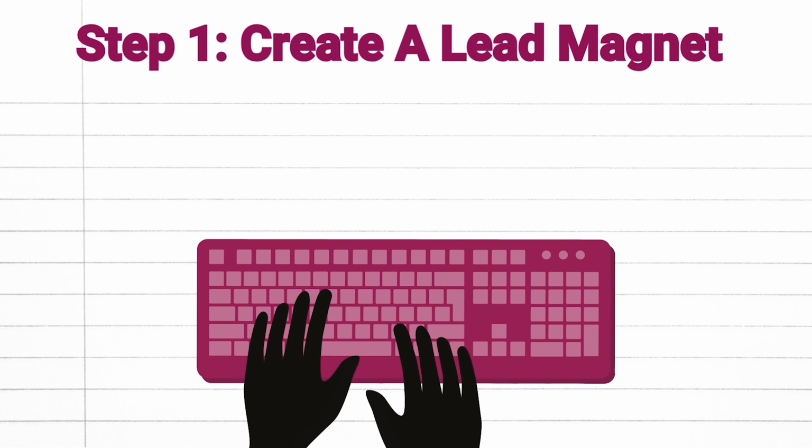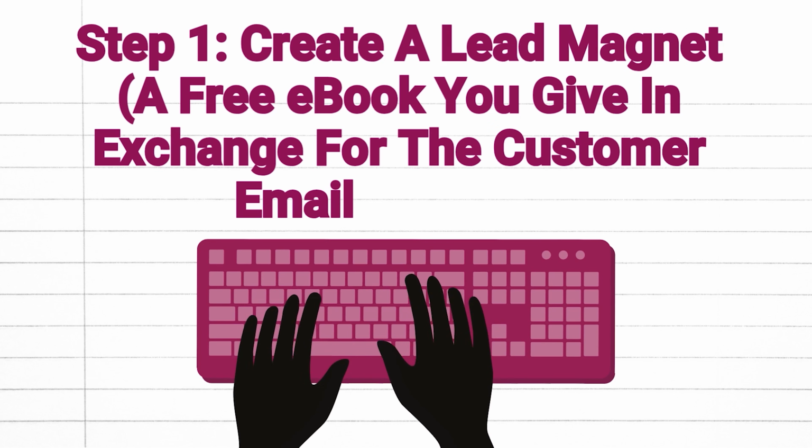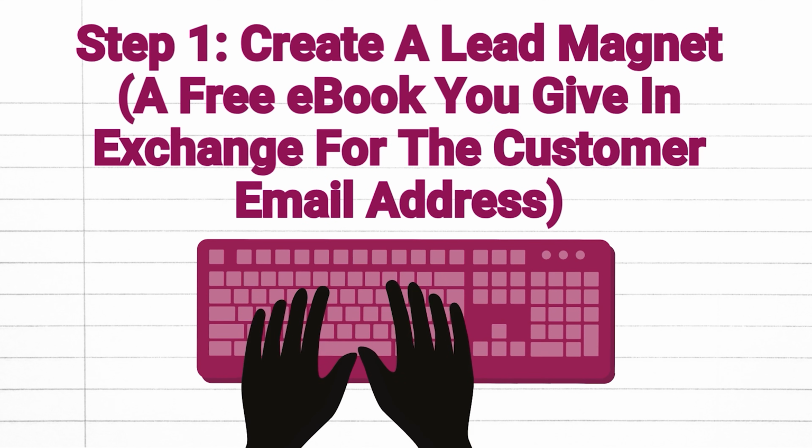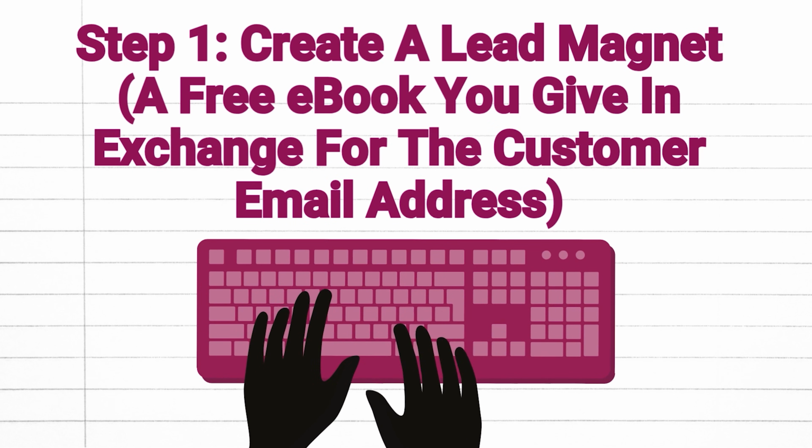So step number 1 to create an email list, so you never have to use Amazon KDP to pitch again, is to create a lead magnet, a free ebook you give in exchange for an email address. A lead magnet should be digital. Huge on this, okay? It should be digital because I don't want this to cost you anything when you give it to somebody for free.